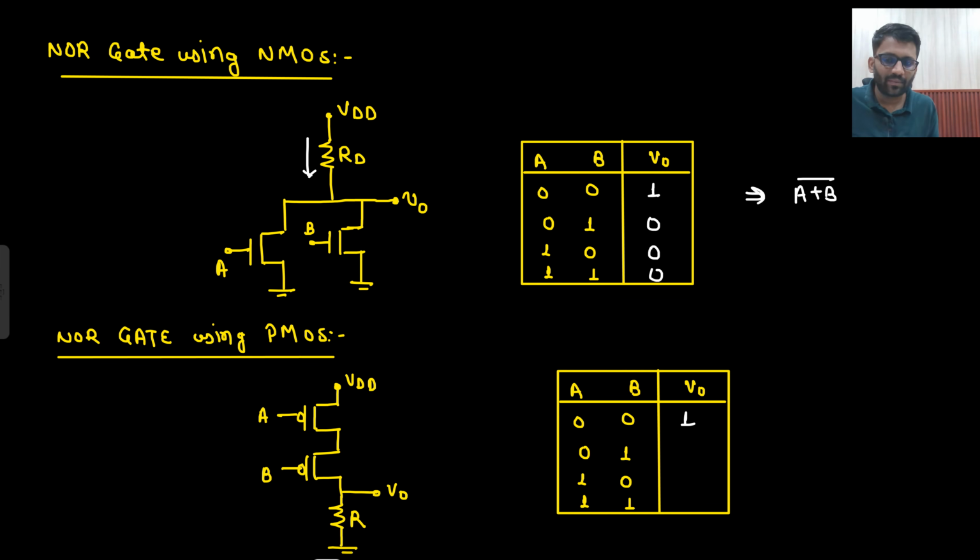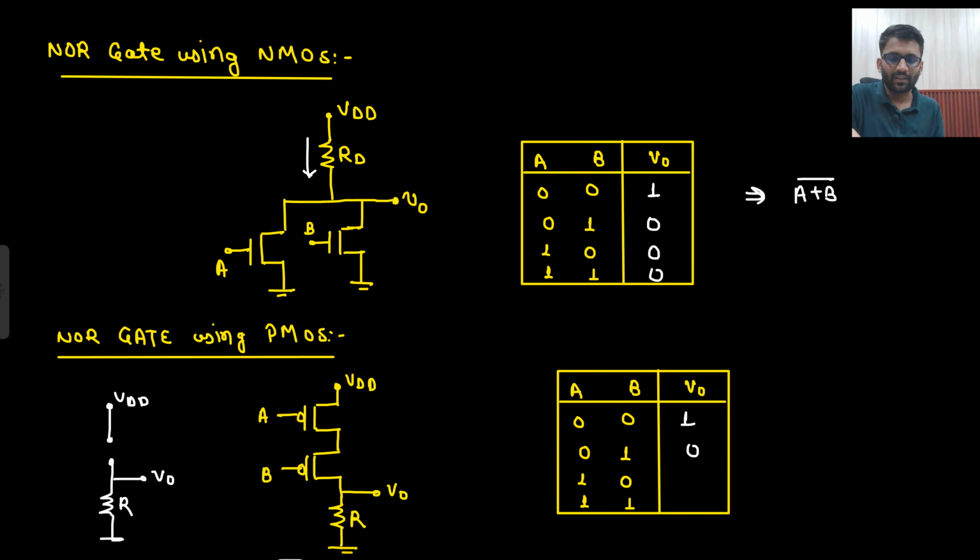If A is 0 and B is 1, A is 0, that means A is on, but B is 1, so B is off now. So that means that will be open circuited. Now this is the resistance R. So what you are going to get here? V naught equals 0. Same goes for the other one, if A is 1 and B is 0.